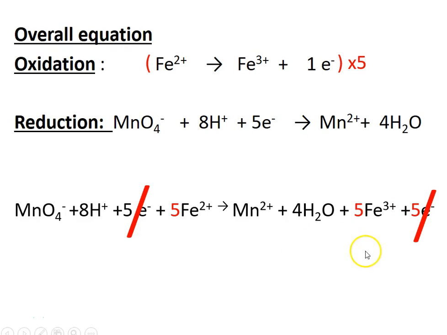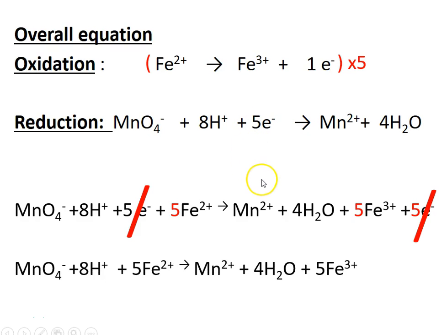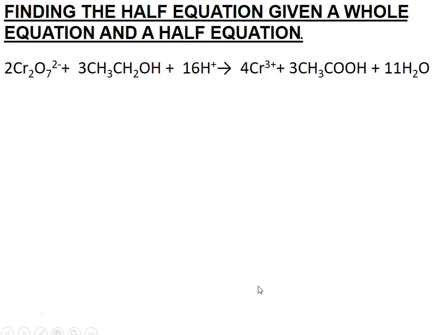Is there anything else that we can cancel out? No. If you put 2 complex half equations together, you probably get water on one side and water on the other. So you'll be able to cancel out the waters and the hydrogen ions, so that you just have them on one side.